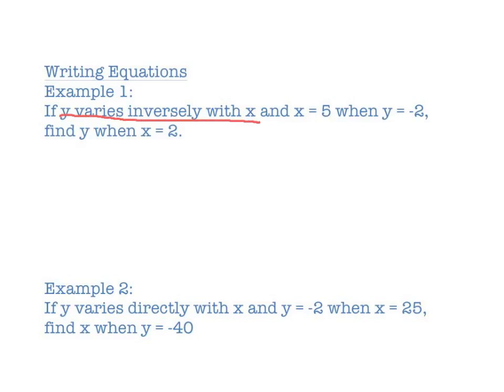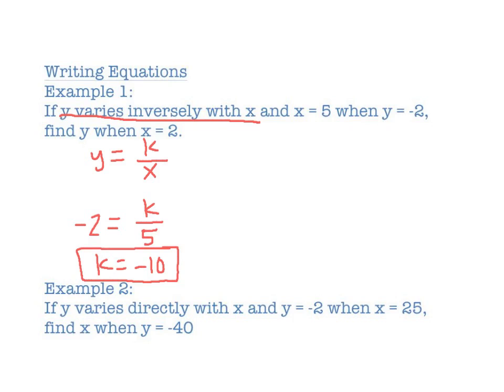So don't forget there also has to be a constant k in there. So that equation would look like y equals k divided by x, and x equals 5 when y equals -2. So I can use this to find a value of k. So y is -2, and that's equal to k divided by 5. So if I solve this equation, k would be equal to -10.